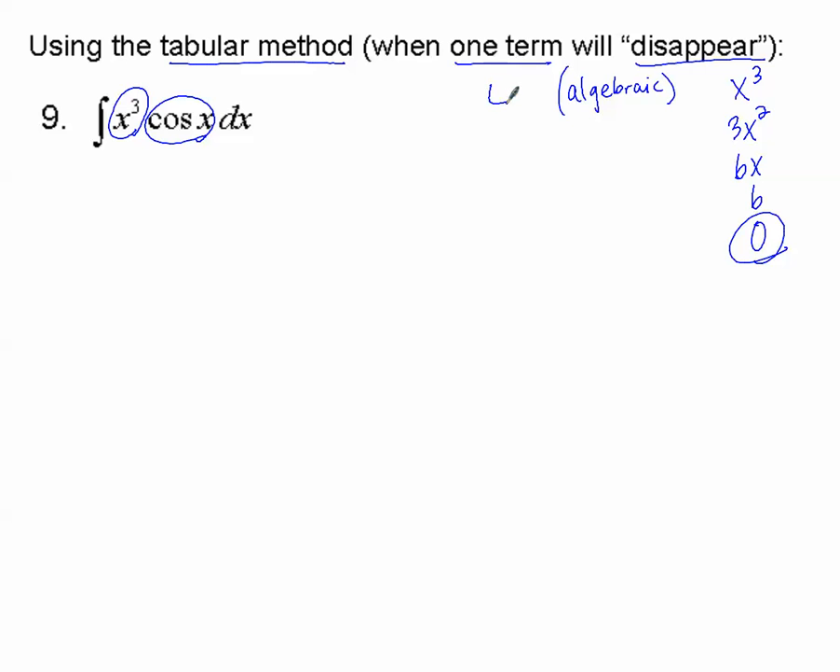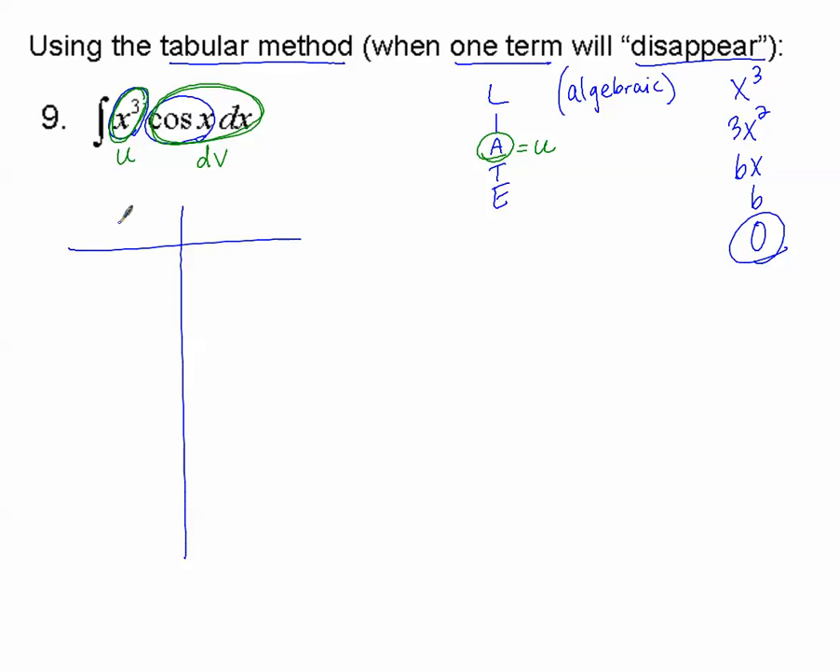Now, I still go according to LIATE, but because this only works when one term will disappear, which is when we have an algebraic function, the algebraic function is going to be the u. So x cubed is the algebraic function, that's my u. Everything else is my dv. The tabular method is called that because we make a table. On one side of the table, we write u. The other side, we write dv.